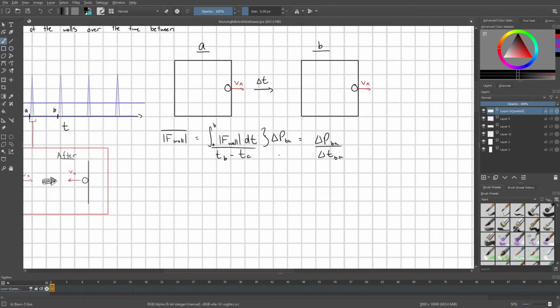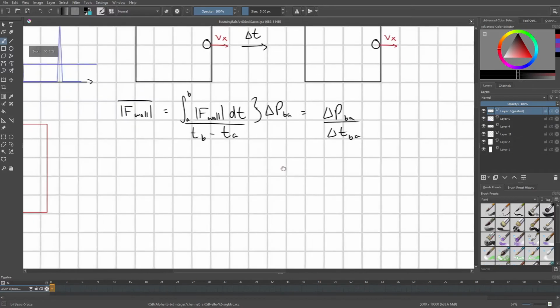So let's go ahead and compute the change in momentum from B to A, which really involves only a single collision, right? The ball comes in, collides with the wall, and then after that, the wall has no interaction with the ball for the rest of the time. So we need to find that change in momentum.